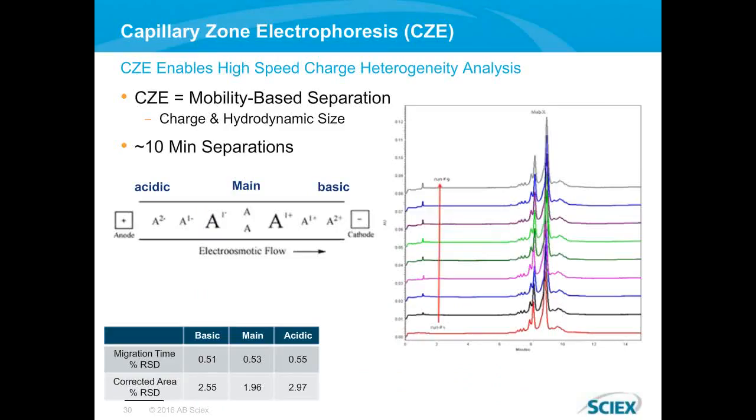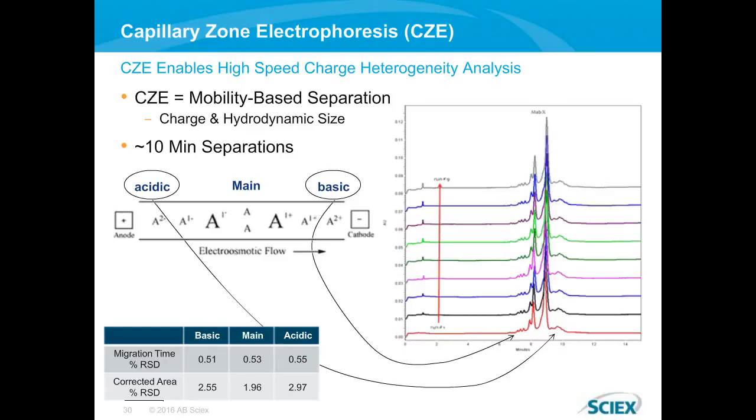So again, for anybody that's not familiar with CZE, I want to walk through it just really briefly. It's capillary zone electrophoresis is what that stands for. And really what it is, is just a mobility-based separation. So you're just separating these molecules based on their charge and hydrodynamic size. The nice thing about it is that you can get sub 10-minute separations. So between 8 and 10 minutes is pretty typical. It's what you see. I know it's kind of blurry on here, but the graph on the right-hand side, those are all coming out between 8 and 10 minutes.